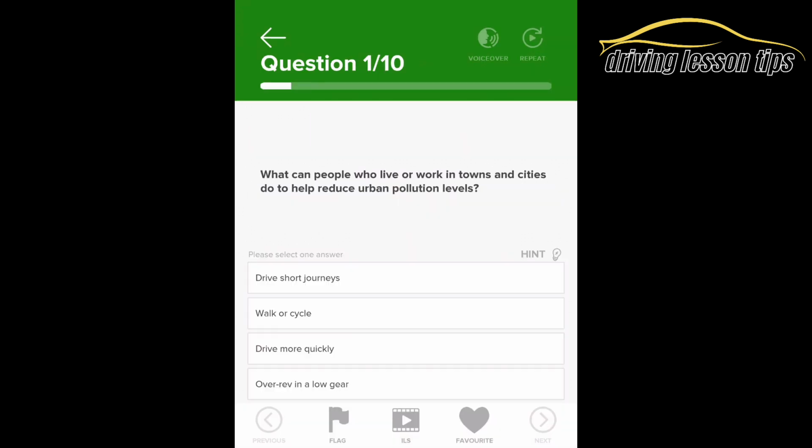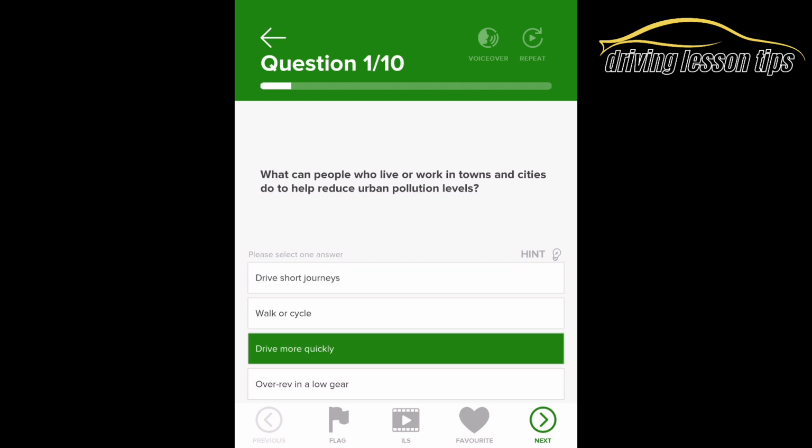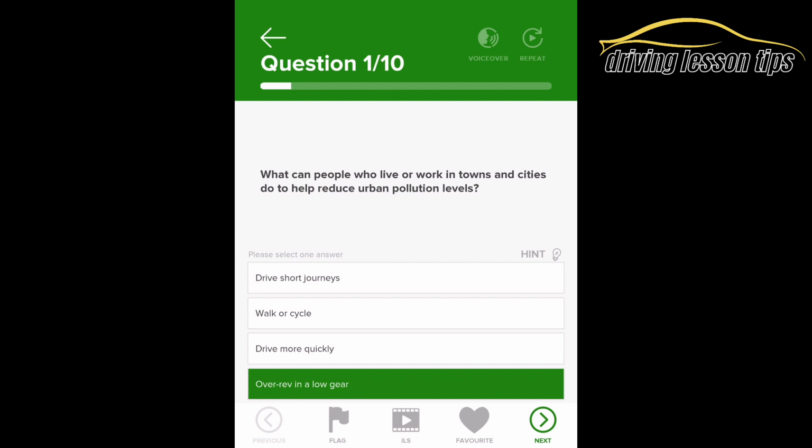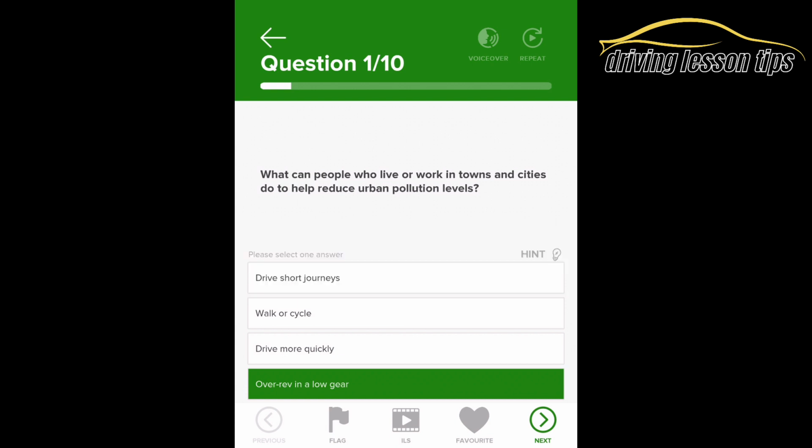Question number one. What can people who live or work in towns and cities do to help reduce urban pollution levels? Drive short journeys, walk or cycle, drive more quickly, or over-rev in a low gear. Now what we're going to do is look at the question again, break it down, pick out the keywords, and then look at the answers and pick out which one makes more common sense and is the safest option as well. Most of these are going to be about common sense, believe it or not.